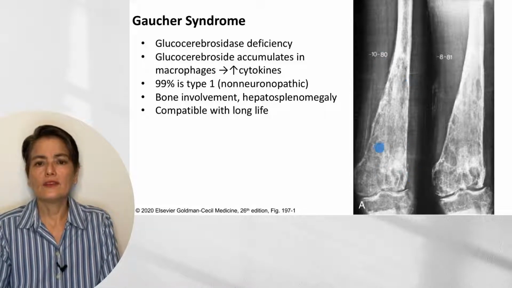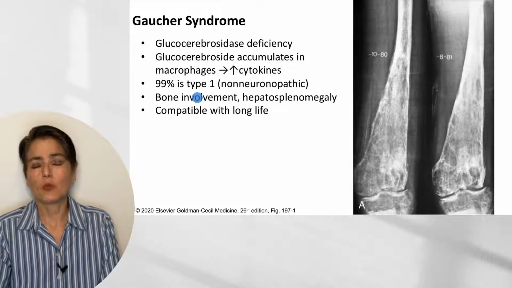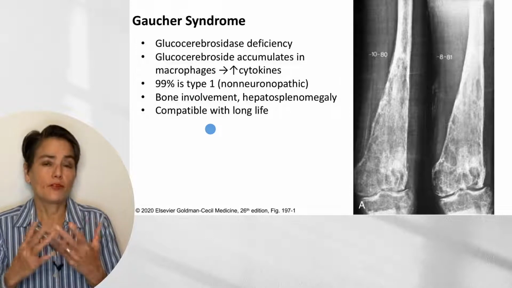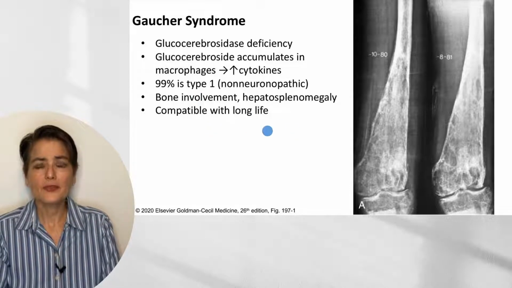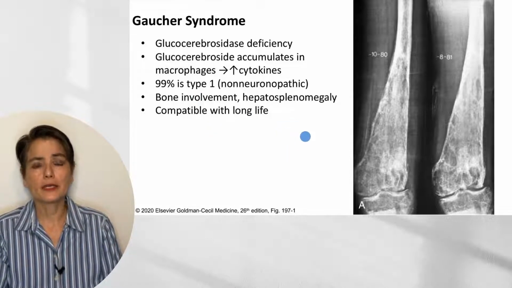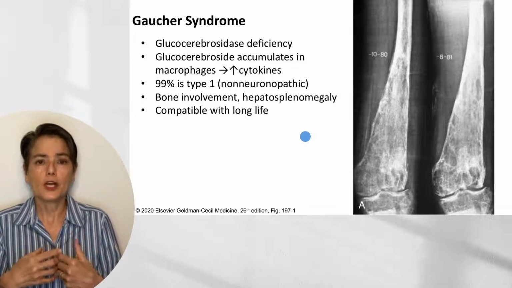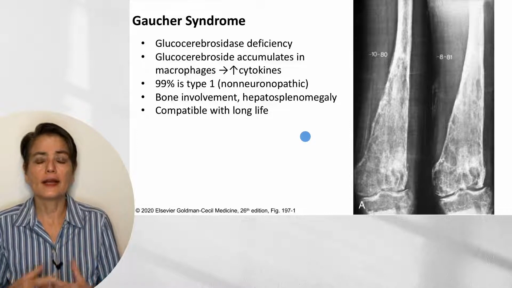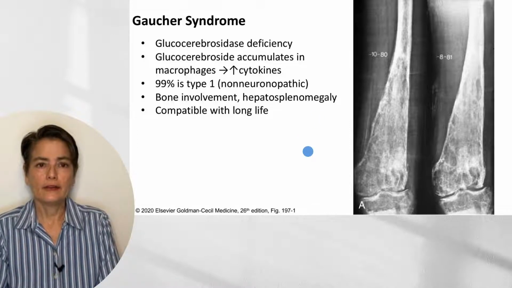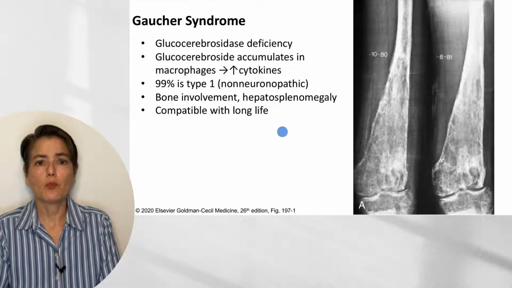And this is the bone involvement we see in type 1 Gaucher disease. Since about 99% of Gaucher disease is type 1, that would be the one I'd recommend you focus your time on. These individuals also get hepatosplenomegaly. Why? Because you have the macrophages in the spleen and the liver which are accumulating this glucocerebroside and becoming enlarged. Individuals with Gaucher syndrome type 1, this is compatible with long life.